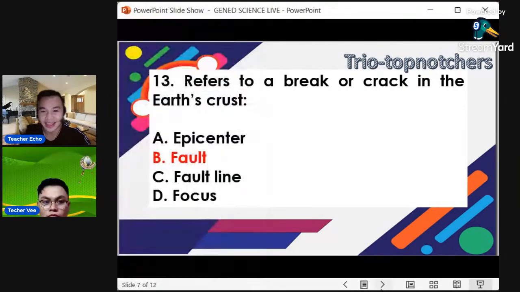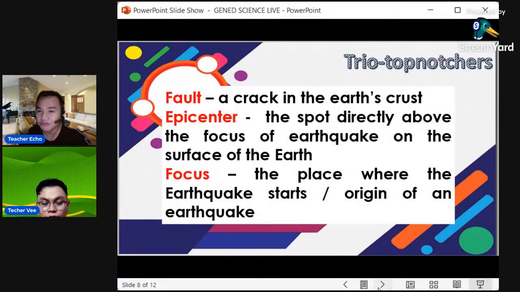Okay. All right. Now let's go here. Kapag sinabi kong fault, guys, ito po yung a crack in the Earth's crust. And kapag sinabi kong epicenter, the spot directly above the focus. So meaning si focus po yung where the earthquake originates. Ang focus po, origin of an earthquake, and then above the focus is the epicenter. Again, above is epicenter, focus is the place where the earthquake starts, or originates.